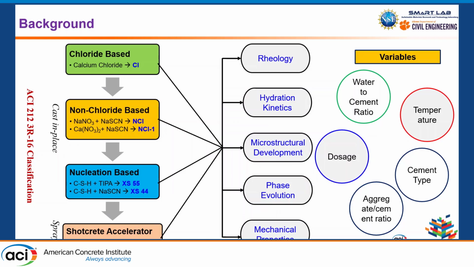So we did limited rheology testing. We did hydration kinetic testing with isothermal calorimetry. We studied how the microstructure physically changes with ultrasonic pulse velocity testing, and then we did some phase evolution with thermogravimetric analysis and some mechanical properties in terms of shrinkage and compressive strength. For all these studies, we changed our water cement ratios, our dosages of admixtures, aggregate cement ratios, and cement type. So we were changing one parameter and looking at all the effects of that parameter on the behavior of these accelerators.